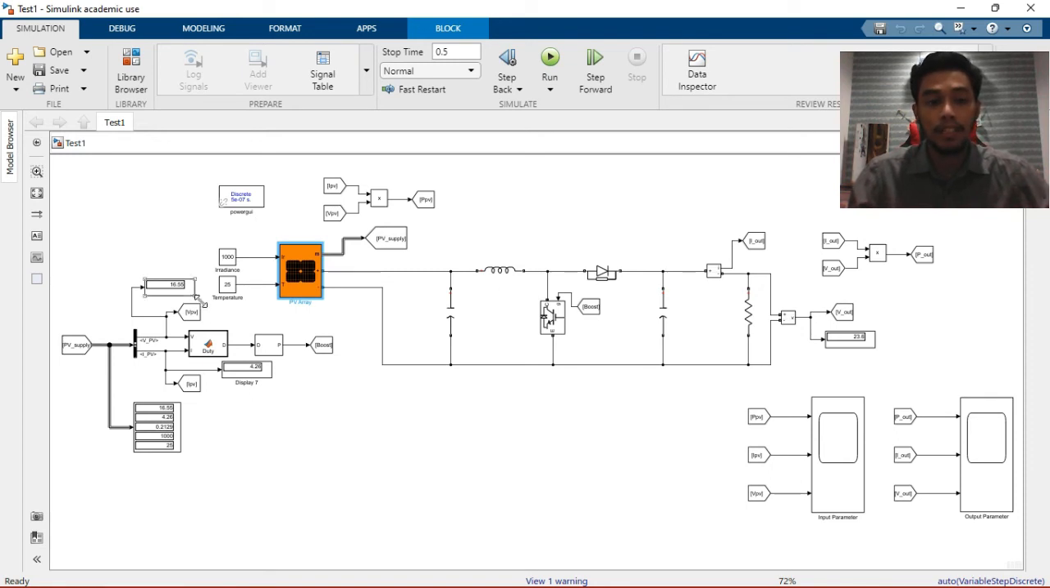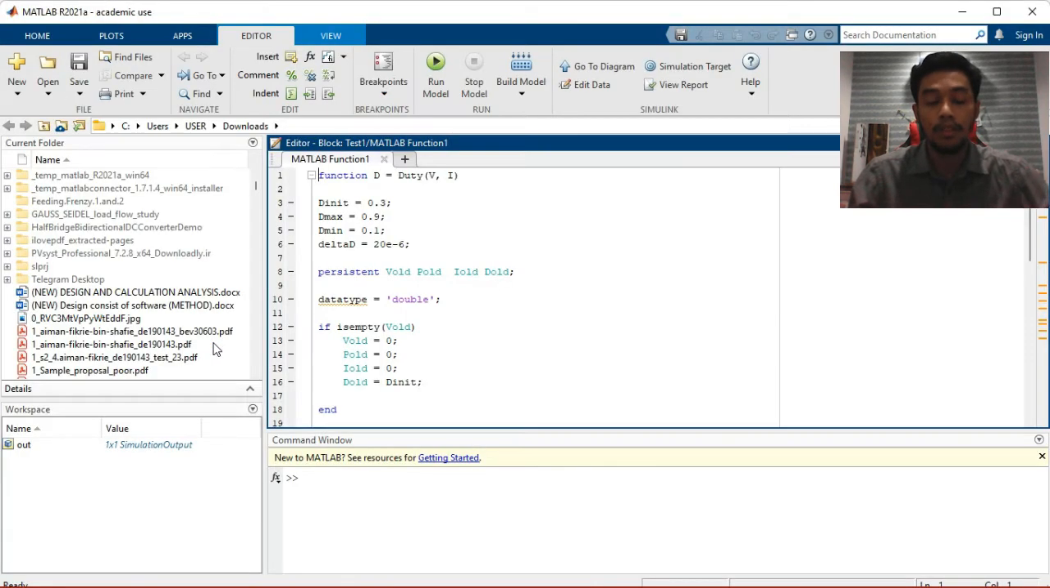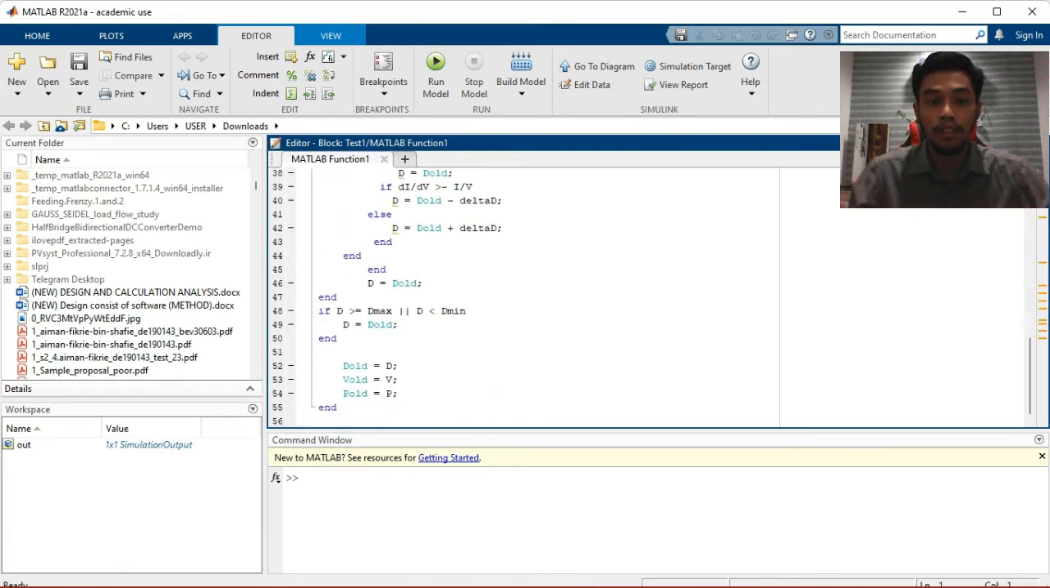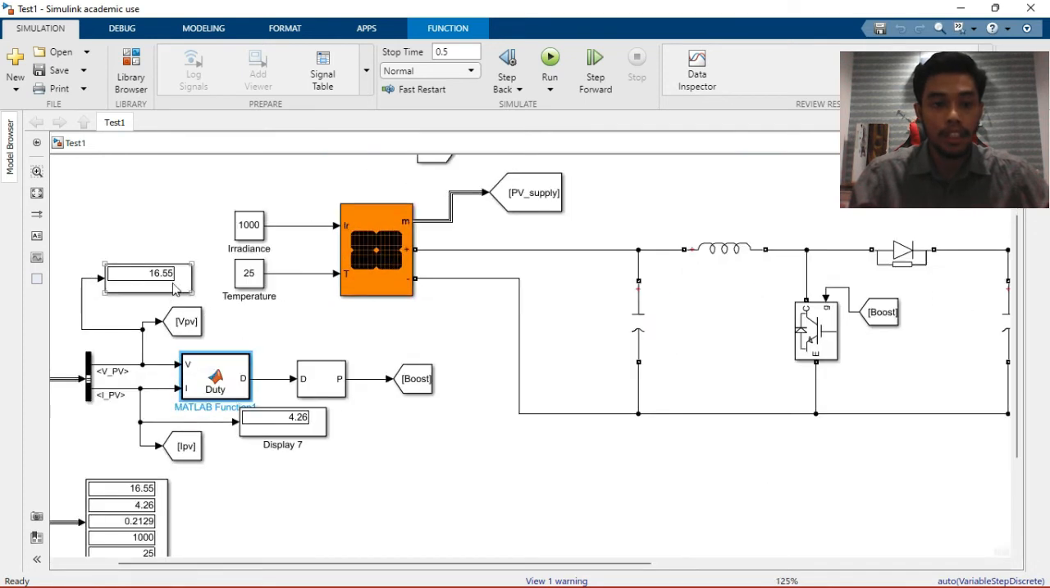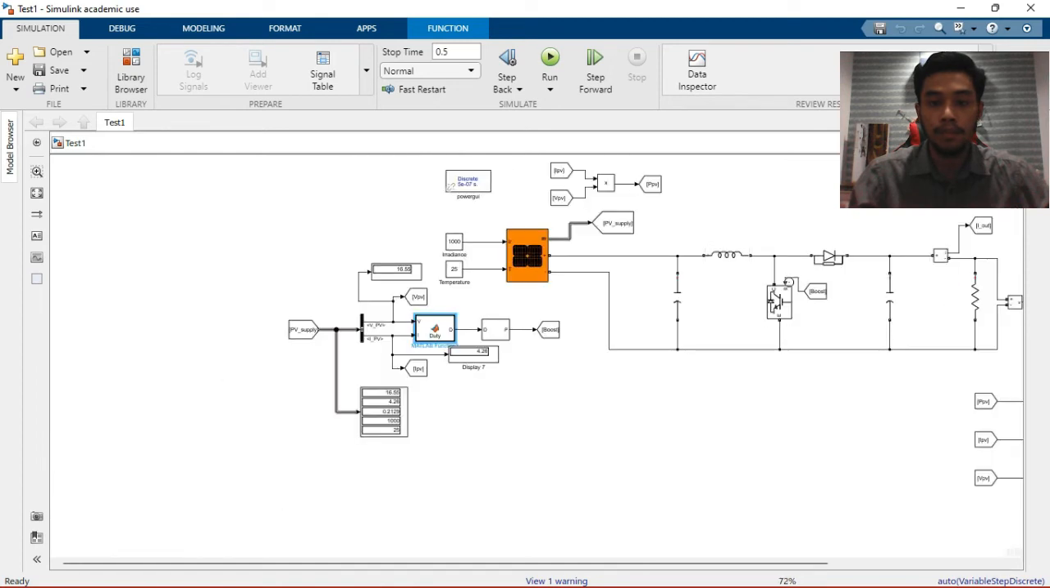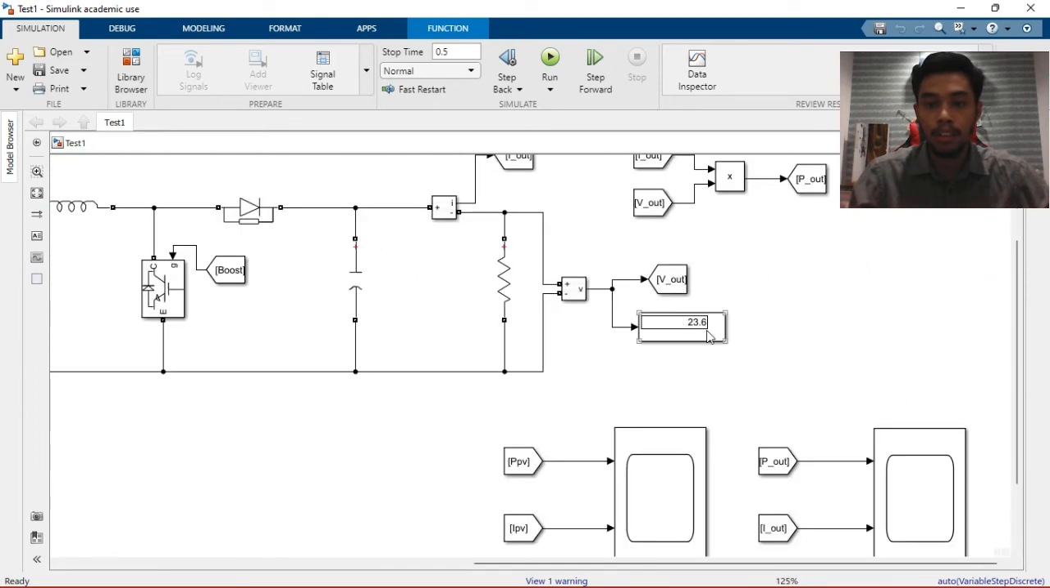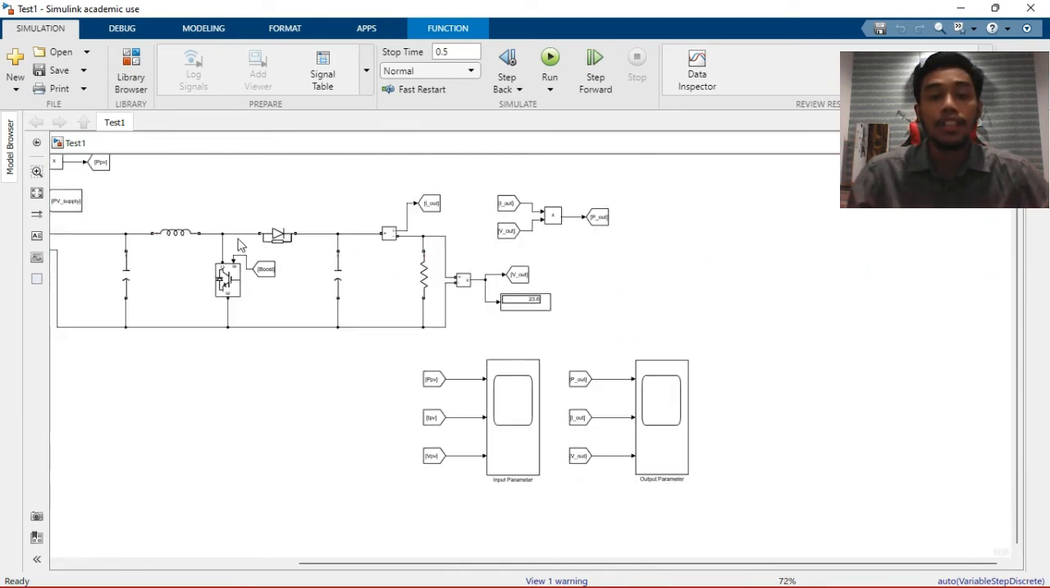And then after that, for the MATLAB function, this is the coding for the duty cycle. So it will do the calculation here. And then after we run the simulation, it can be observed that the voltage has been stepped up from 16.55 volt to 23.6 volt. I think that's all for my part.